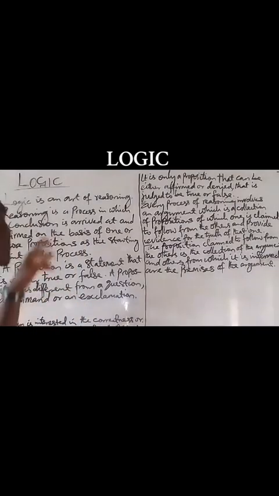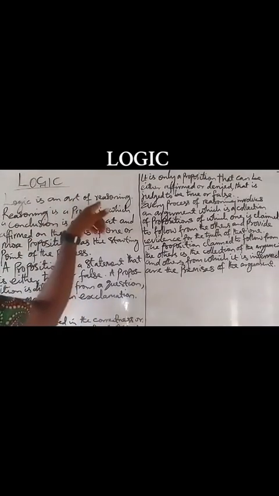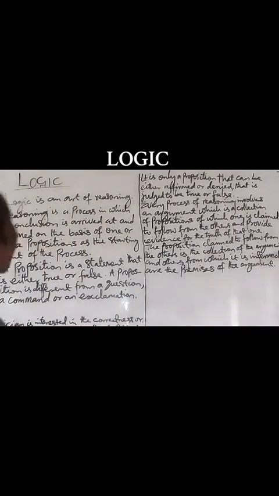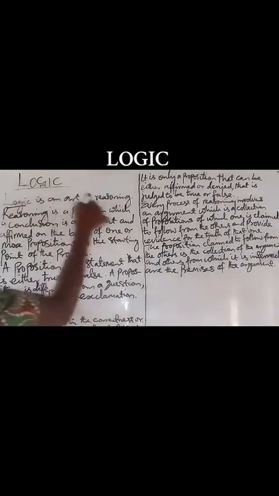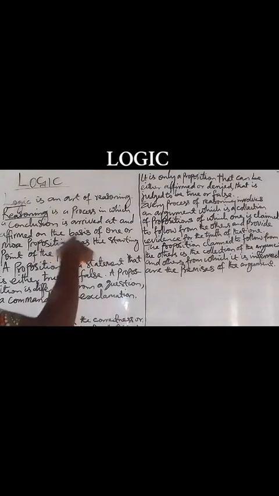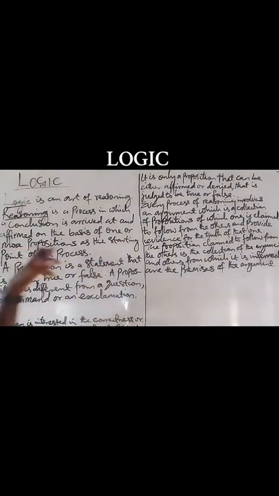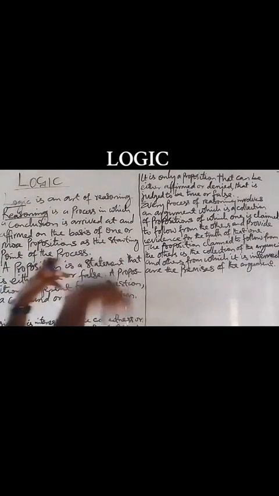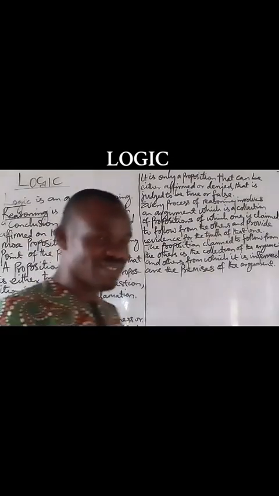Now, in logic, we said logic is an art of reasoning. Reasoning is a process in which a conclusion is arrived at and affirmed on the basis of one or more propositions as the starting point of the process. That is what reasoning is.